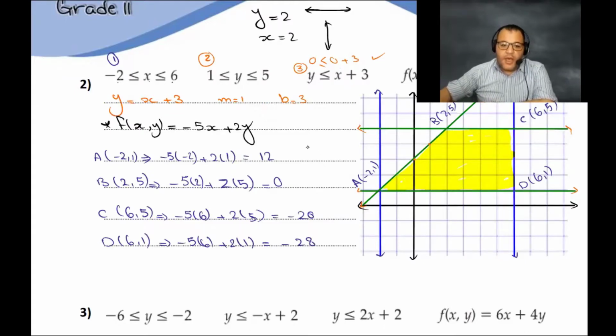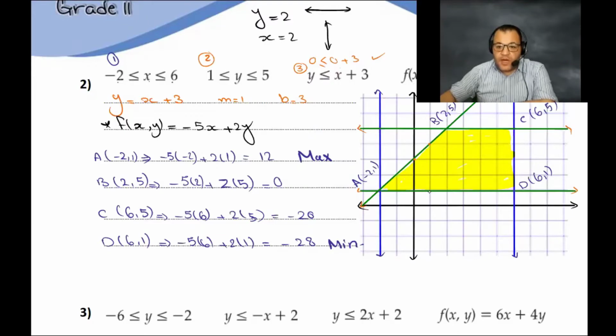What is the maximum value that we have here? At this point, the function has the maximum value. You understand? I didn't ask you for the vertex. At which vertex does the function have its maximum? Vertex A. At vertex A, it has the maximum. At which one is the minimum? D. At D.